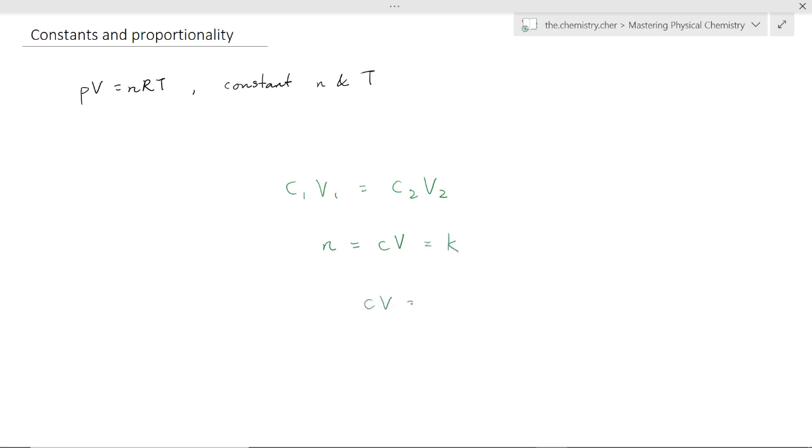C times V is equal to a constant, which means when my volume goes up, my concentration automatically goes down, so much so that it maintains my number of moles as a constant. So when we dilute something, the number of moles stays the same, but because the volume changes, the concentration also changes accordingly. So simply what we can say is that C1V1 will now be equal to C2V2.